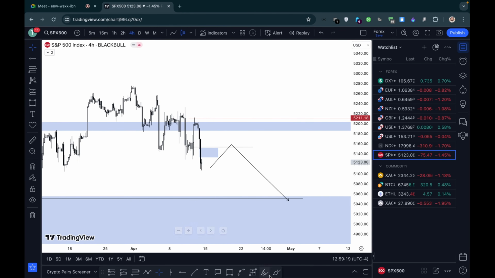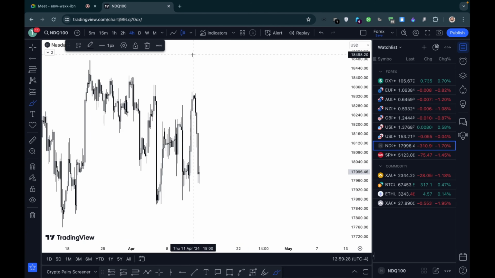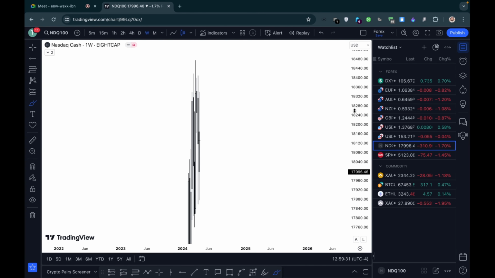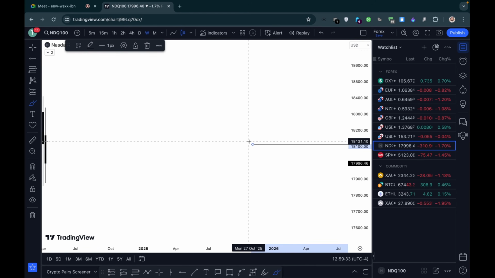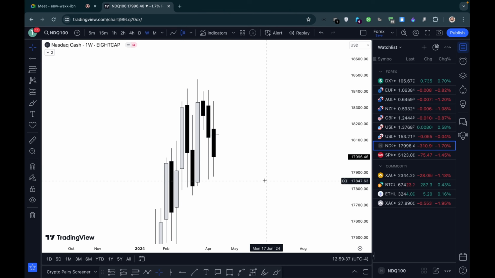Okay, so what do I do? I will wait for price to do that also in here at the order block, and I will target this monthly fair value gap. It's pretty simple. Let's go to Nasdaq. Nasdaq is not clear. Okay, Nasdaq, it's consolidating.